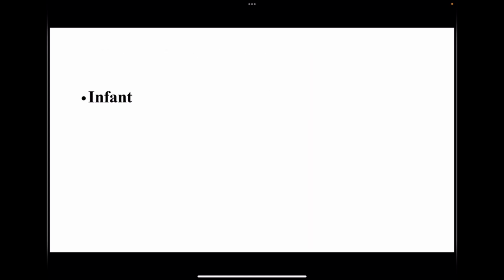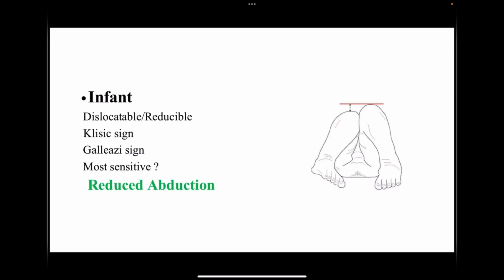Whenever a child presents to us as an infant after 1 year of age, what signs will be present in this child? Provocative tests will be positive, but not always. Klisic sign will be positive, and Galeazzi sign. What is Galeazzi sign? When a child is laid down on a table and we look from the caudal end of the child, there is a difference between the two knees because of the limb length discrepancy; that is Galeazzi sign.